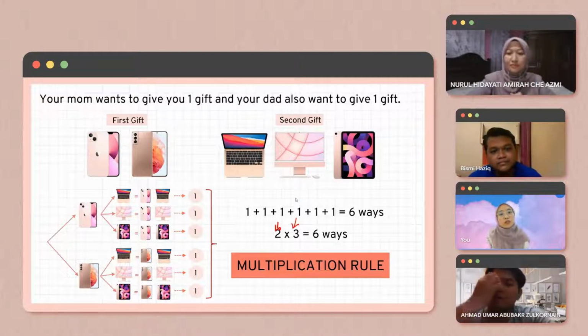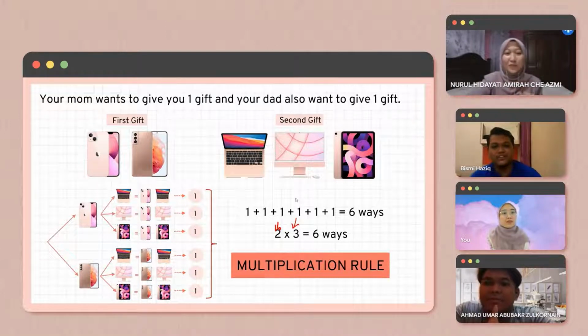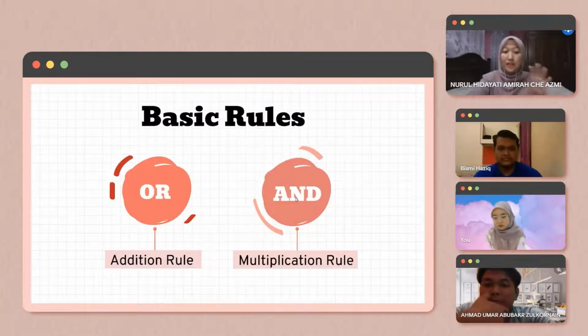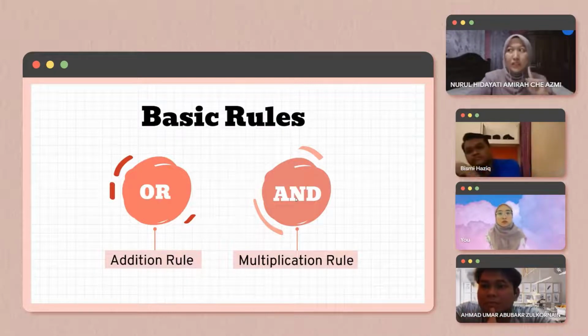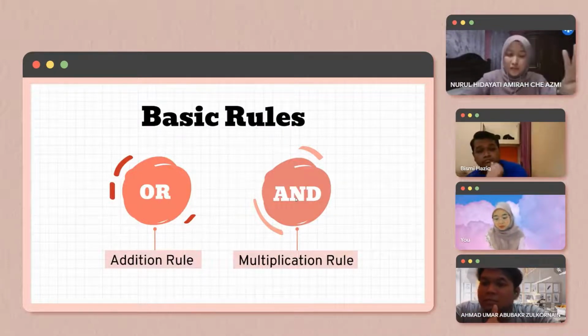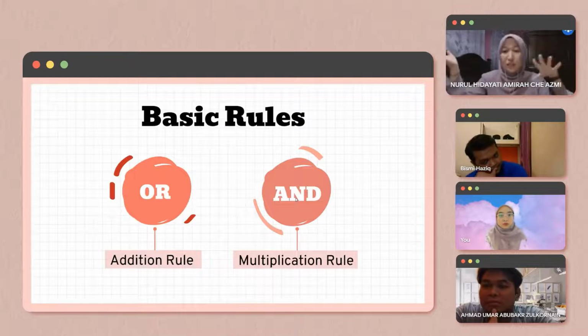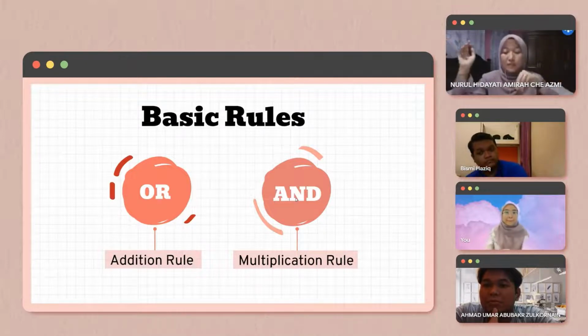Addition, we plus. Only one choice. Multiplication, we group. For the addition rule, the basic rule is that you can choose only one thing, like just now, you can choose either iPhone or Samsung or tablet, right? For multiplication rules, you need to choose the first gift and the second gift. So the element in the first gift you times by the second gift, right?